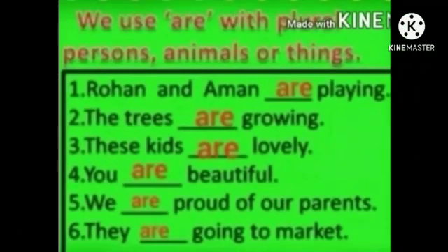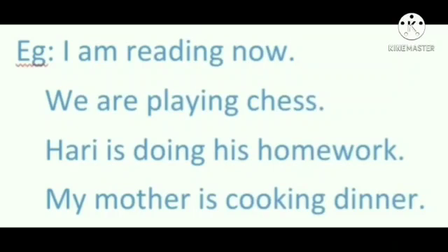We use are with plural persons, animals or things. For example, Rohan and Aman are playing. The trees are growing. These kids are lovely. You are beautiful. We are proud of our parents. They are going to market. For example, I am reading now. We are playing chess. Harry is doing his homework. My mother is cooking dinner.